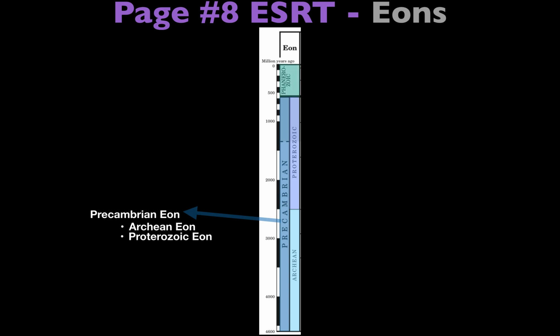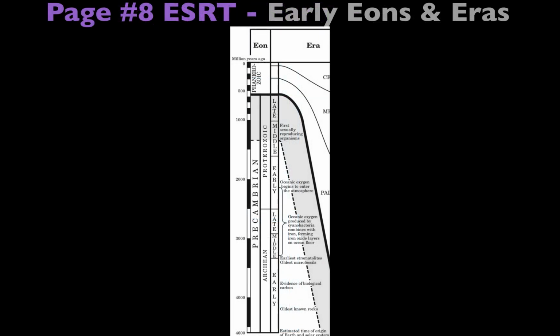The more recent eon, which goes into present day, is called the Phanerozoic eon, and you can see immediately that it takes up a tremendously less amount of time than the Precambrian. So now, going even further, we're going to focus specifically on early eons and eras. So we already know about the Precambrian eon, which takes up a large majority of Earth's history, going back into the past, which is broken up even further by the Archean eon and the Proterozoic eon.